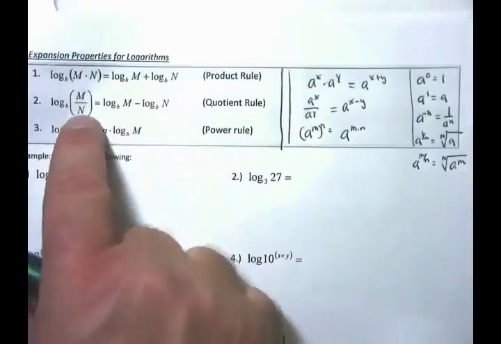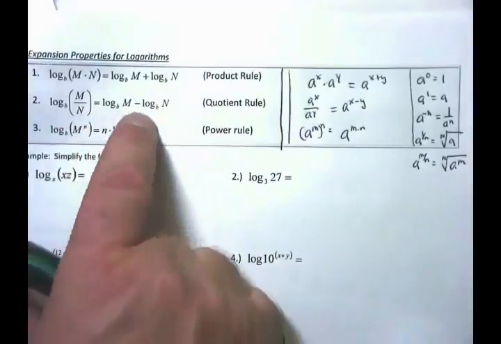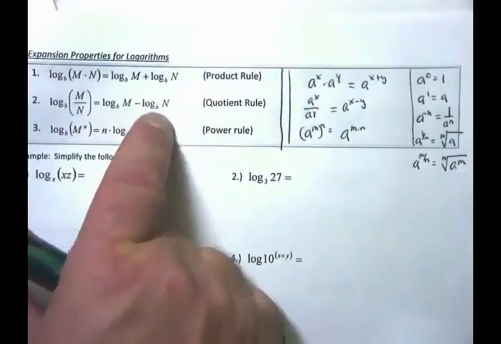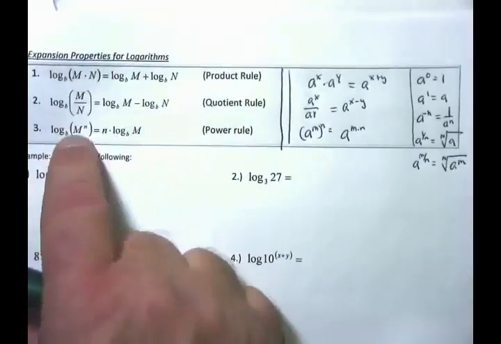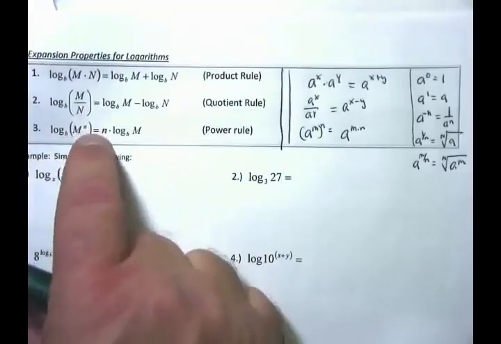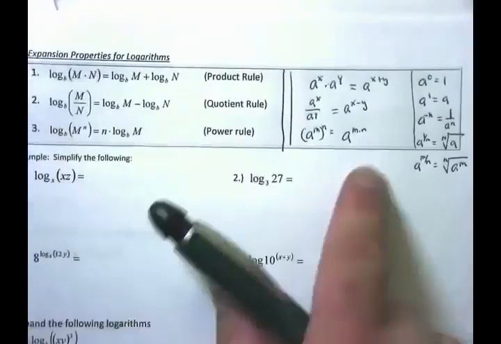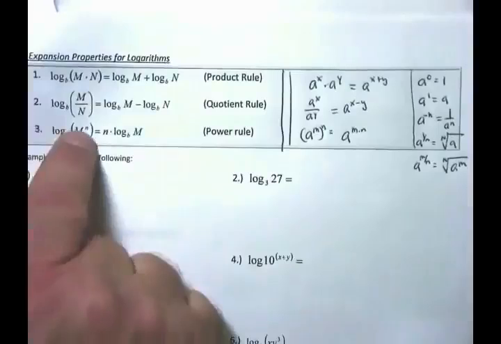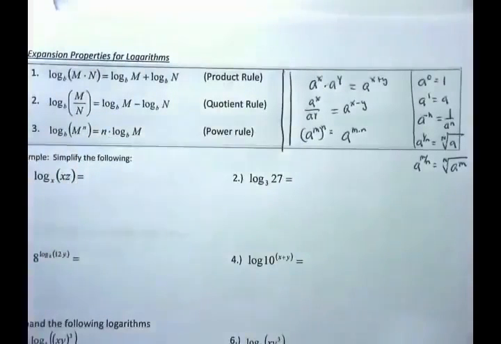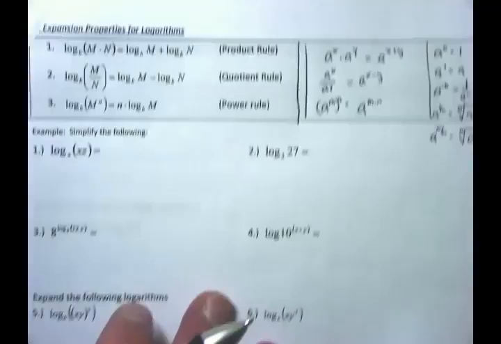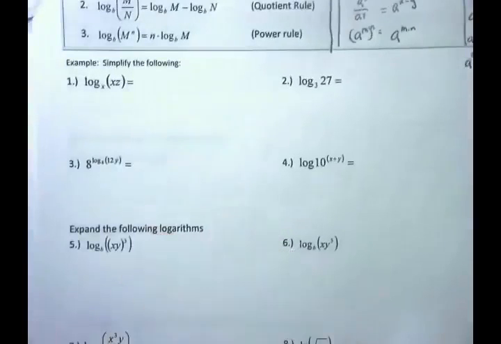Multiplication turns into addition. Division: log base b of m divided by n is equal to the log base b of m minus the log base b of n. Division turns into subtraction. And log base b of m raised to the n, well, that's like a power to a power. If I want to multiply this, the n gets to pop out front. That's equal to n log base b of m. These are your three big log properties right here, called expansion properties for logarithms.